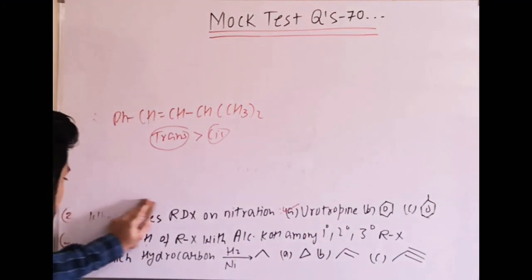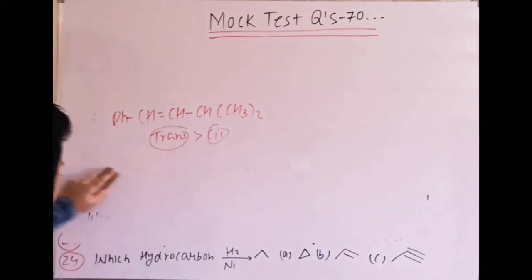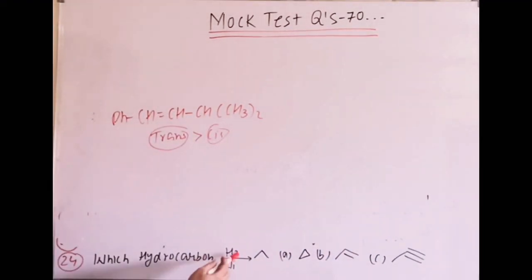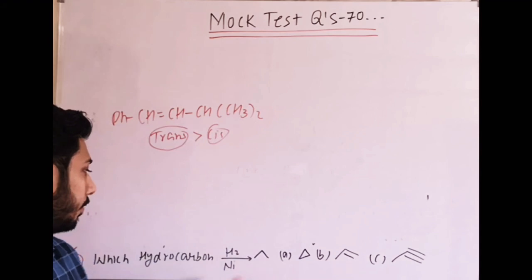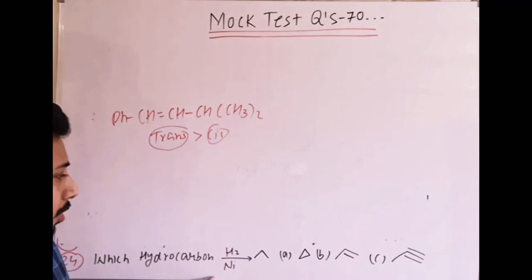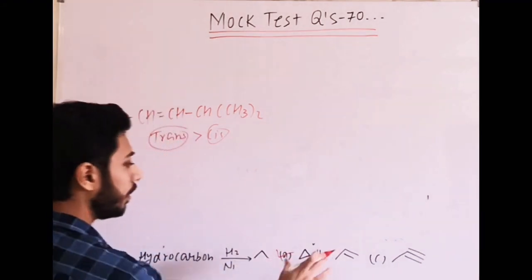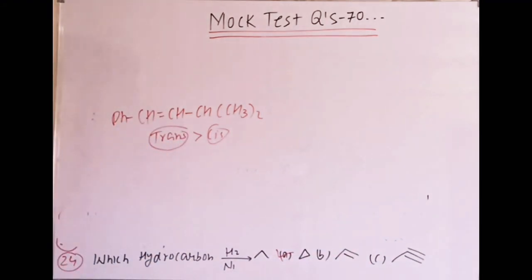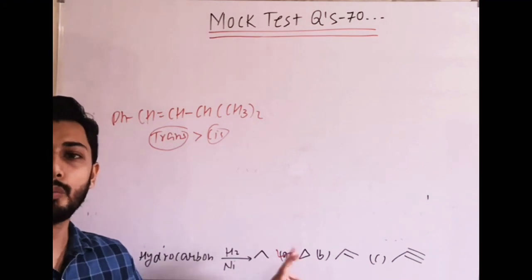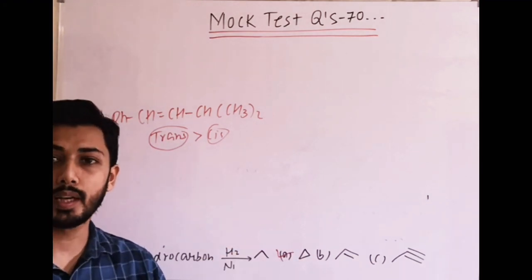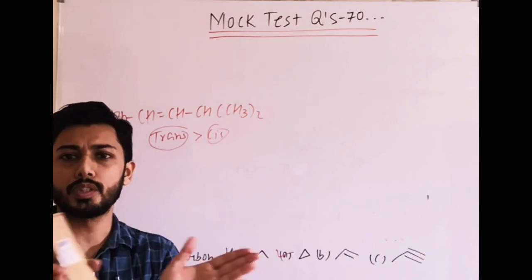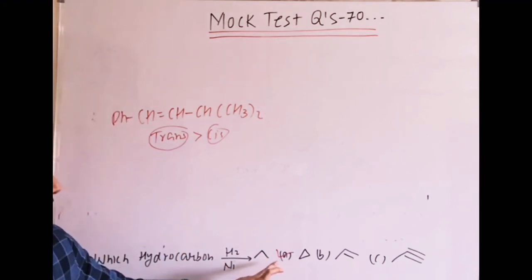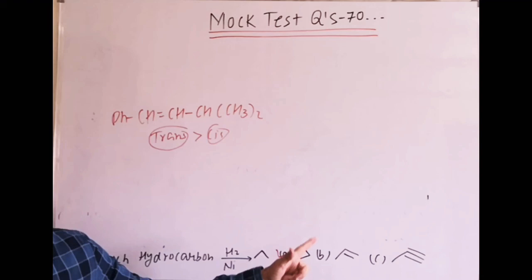Then next question is 24th: which hydrocarbon among them, on treating with H2/Ni catalytic hydrogenation, gives propane? So the answer is cyclopropane. If you remember, in the past 2-3 tests one reaction came for cyclopropane, that it also undergoes reaction with HBr. Because of the ring strain, it quickly opens up. Similarly, on heating also, cyclopropane opens up to give propane.